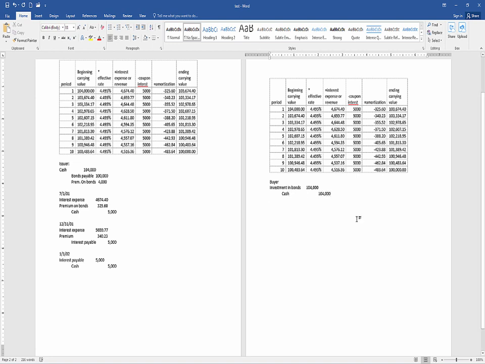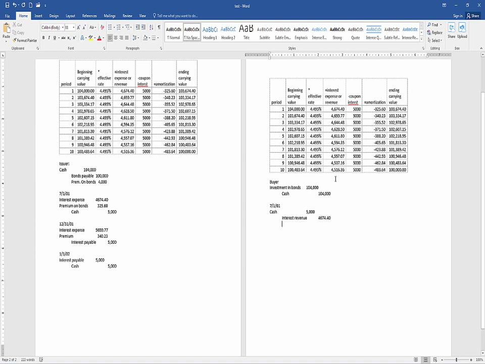And again, this is going to be a mirror image of what's going on over on the bond issuer's books. It's the exact same amortization table, but now we're talking about interest revenue instead of interest expense. So on July 1st, they're going to receive a check for $5,000. They're going to record interest revenue of $4,674.40.